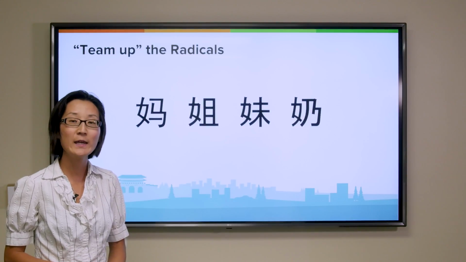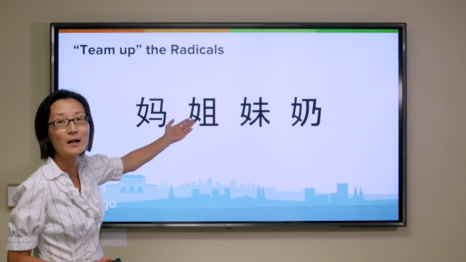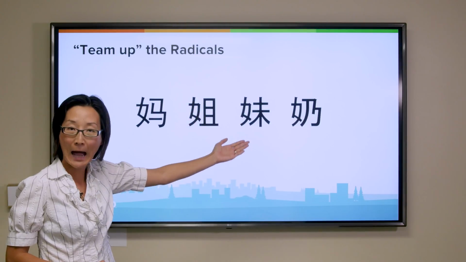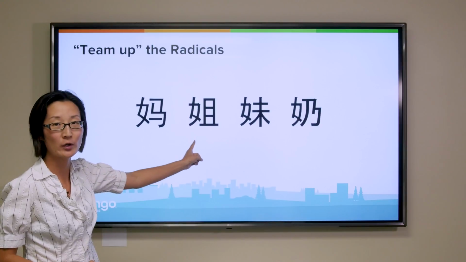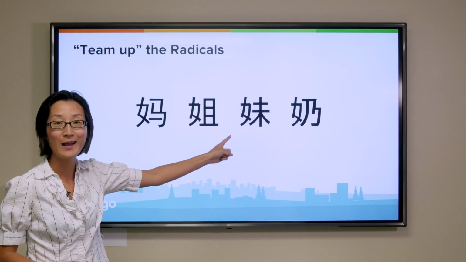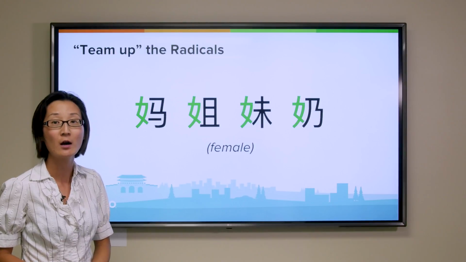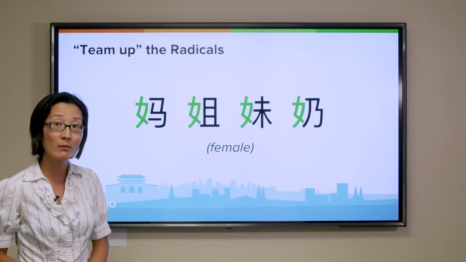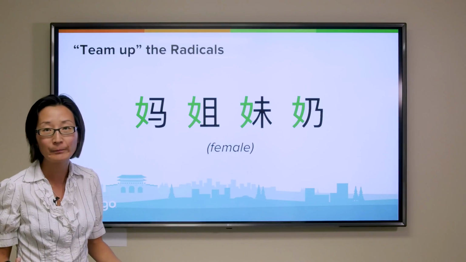First, these 4 characters, 妈, 姐, 妹, and 奶, mean mom, older sister, younger sister, and grandma. And as you can see, they all share the same radical on the left. And that means female. Mom, sisters, and grandma, they're all female.